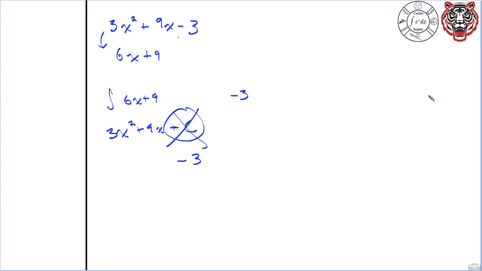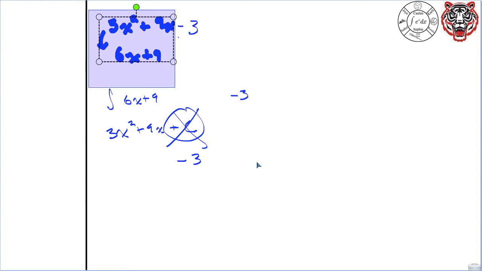All right, so far so good? Yeah. All right, so fundamental theorem of calculus.